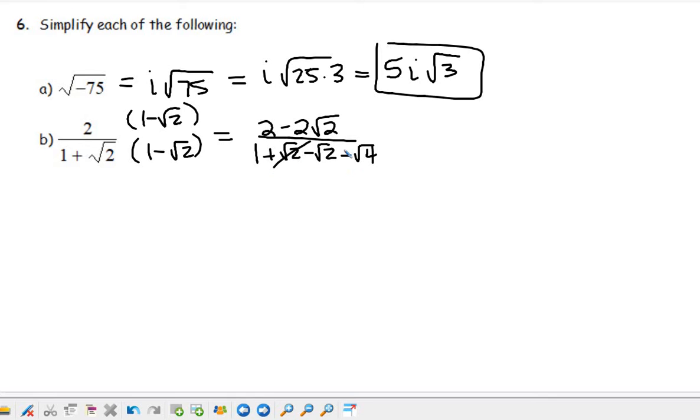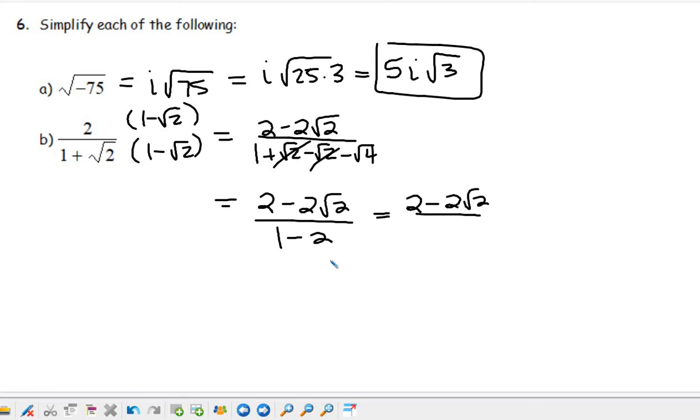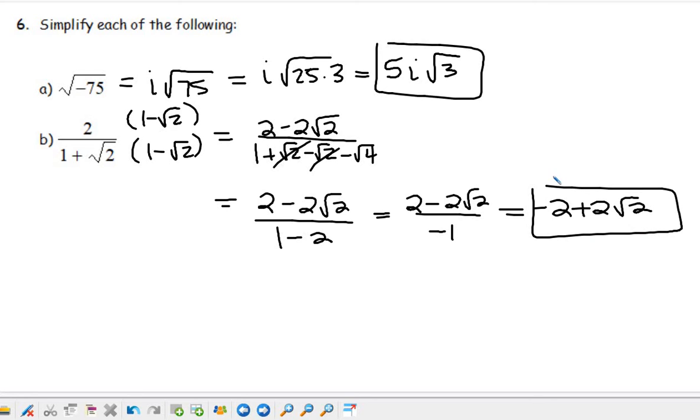Remember, these two terms should always cancel. If they don't, you definitely did something wrong. And then I'm left with 1 over, and the square root of 4 is 2. So I have 2 minus 2 square root of 2 over 1 minus 2, which is negative 1. 2 divided by negative 1 is negative 2. Negative 2 divided by negative 1 is positive 2, which leaves me with this.